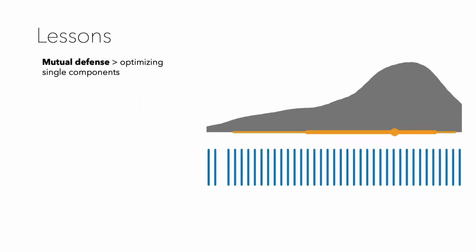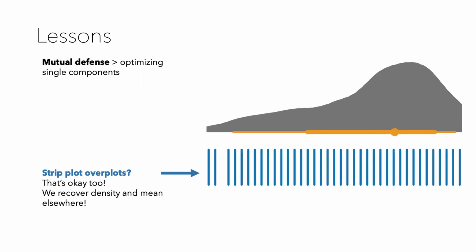And then the second, however, to maybe undercut that, is that mutual defense might be more important than trying to get each individual component correct. Right, so for instance, here we have this data, and sure, the strip plot is totally overplotted. I have no idea how much density is in each of these locations, but that's fine, because I can recover that density information elsewhere. I can get the mean value. I don't have to estimate it from the overplotted things, and I can get tailedness from this density plot on top. So these components don't have to do everything all at once. They can work together in important ways.